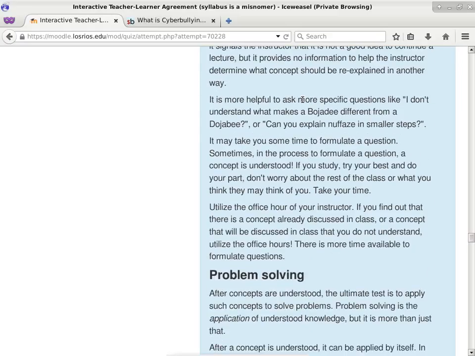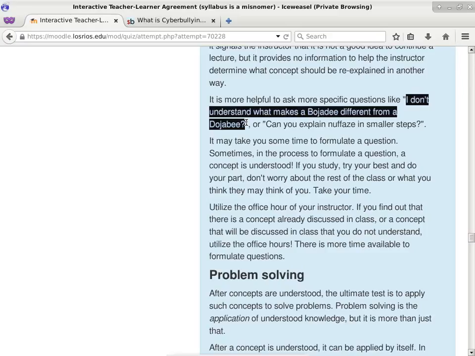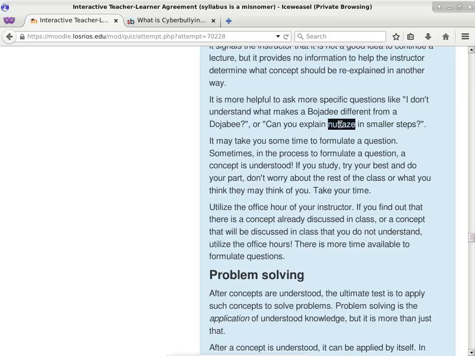So it's more helpful to ask specific questions, like, I don't understand what makes a Bolger bee different from a Doja bee. So, Bolger bee versus a Doja bee. Okay, so I might have mentioned one before that particular nonsense sentence, and you go like, hey, hold on a second here. What is the difference between the two? Or, can you explain nut-face, which is an action, in smaller steps? Okay, step 1, step 2, step 3. Okay, what does it mean to nut-face something?